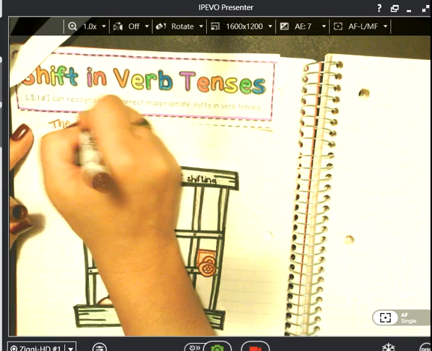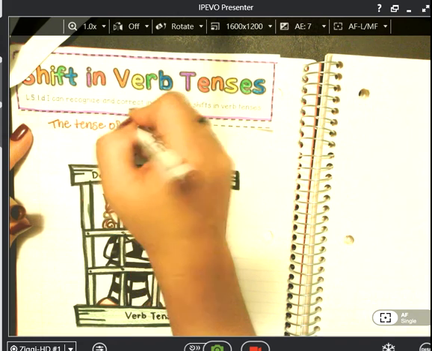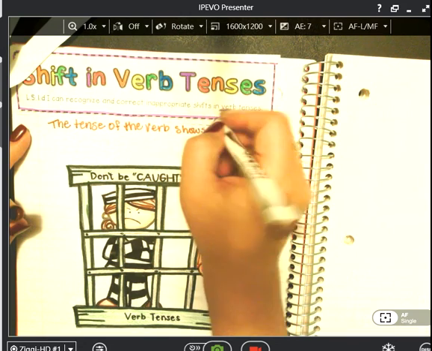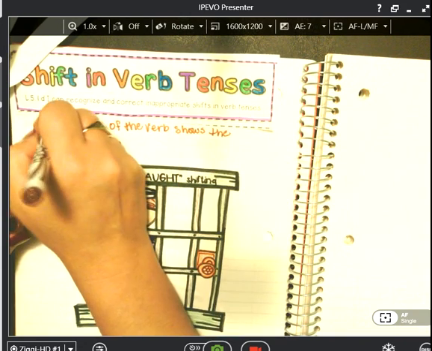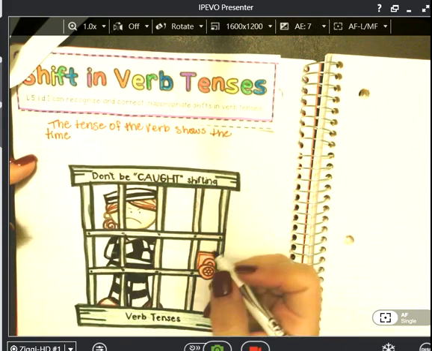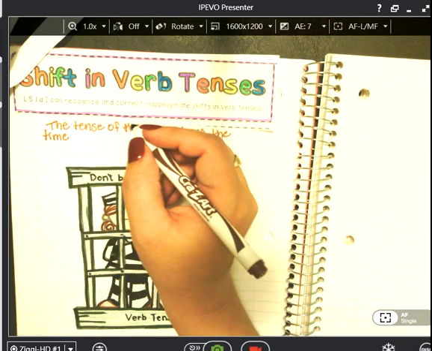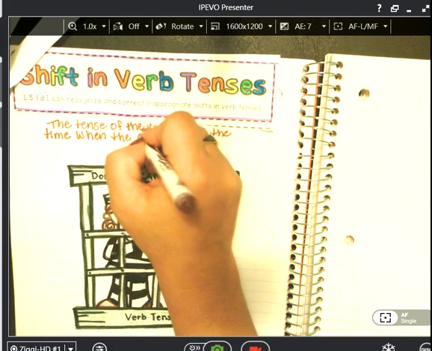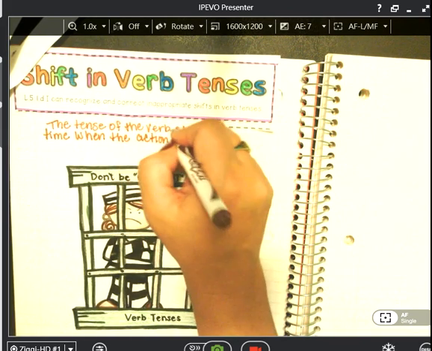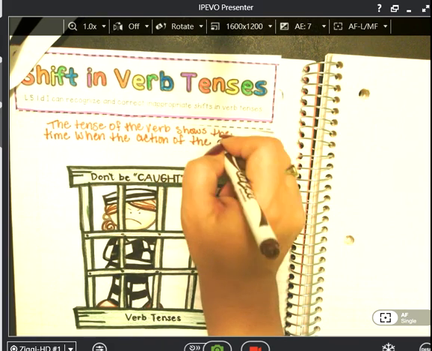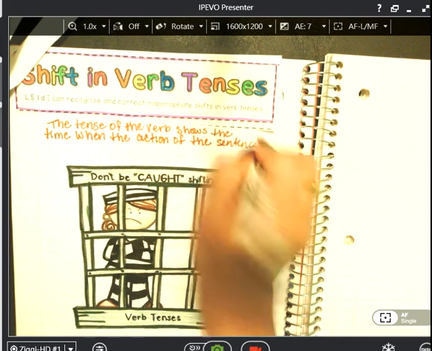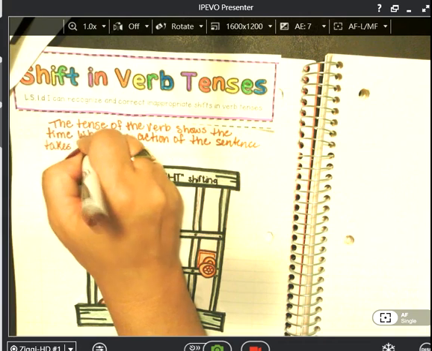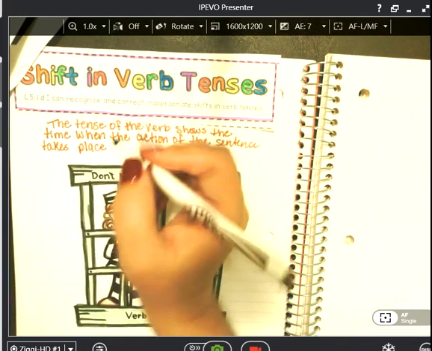The tense of the verb shows the time when the action of the sentence takes place. Period.